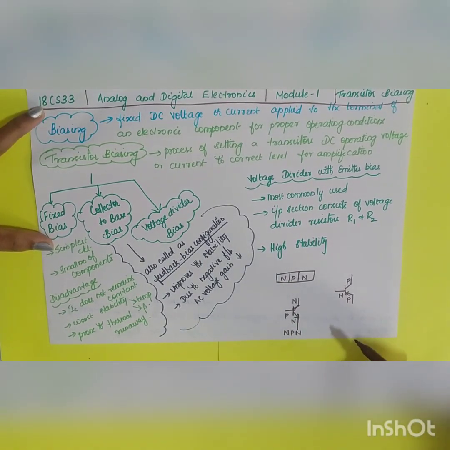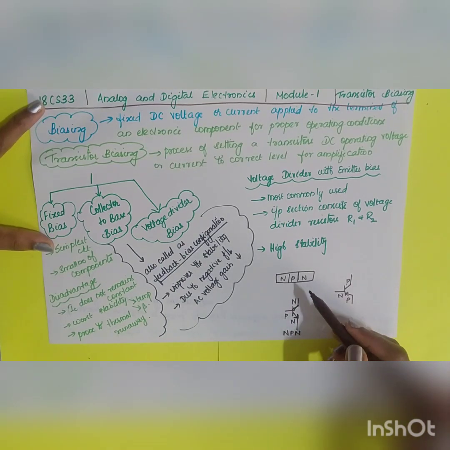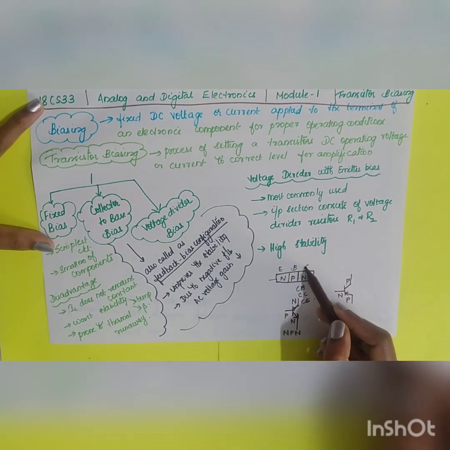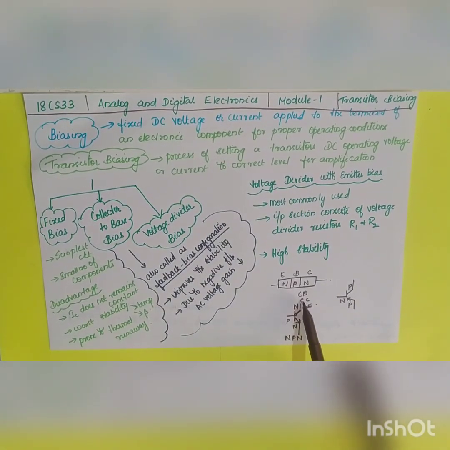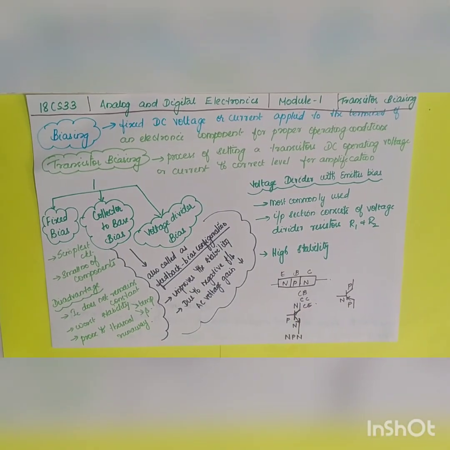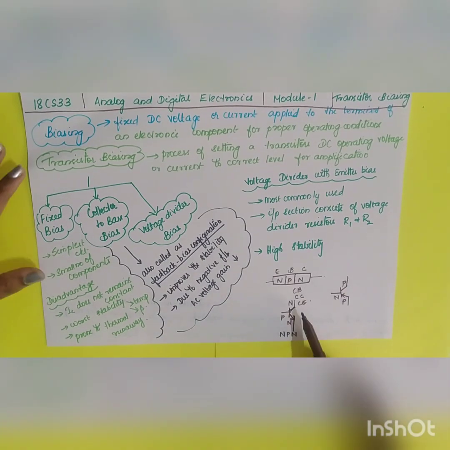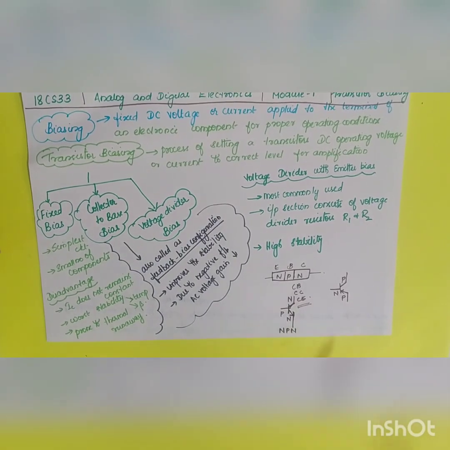Normally you will be using three different types of configuration. What are they? One is common base, then common collector, and common emitter, right? Here you will have the terminals as emitter, base and collector. Based on these three terminals, you will use either common base configuration, common collector configuration or common emitter configuration. In this biasing, you are going to use the most commonly used configuration, that is the CE configuration. Hope you are clear with your transistor now.